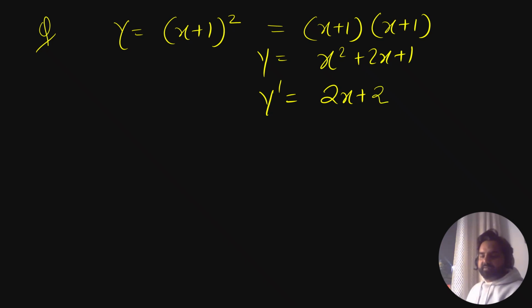Okay, so this is quite easy because you have just a power of 2, but let's say if you have a power like (x plus 1) to the power 10, then it would be difficult for you to multiply 10 times. So we will use the chain rule. What I call here is the bracket strategy, right?